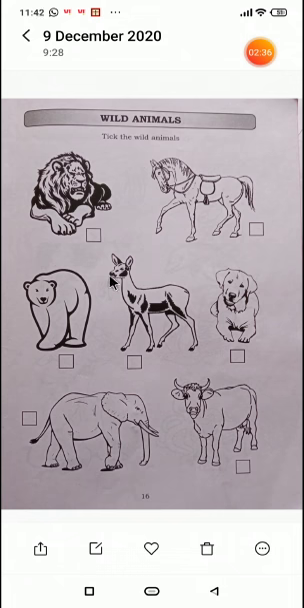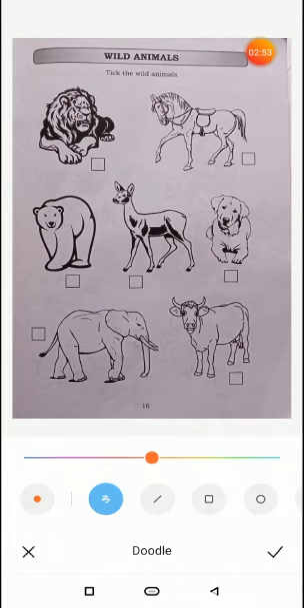Now wild animals are animals that live in the jungle. They grow wild in the forest, in the jungle. Now lion is a wild animal. So we have to tick the wild animals. Tick. Now I am going to tick it. Small tick. Okay.